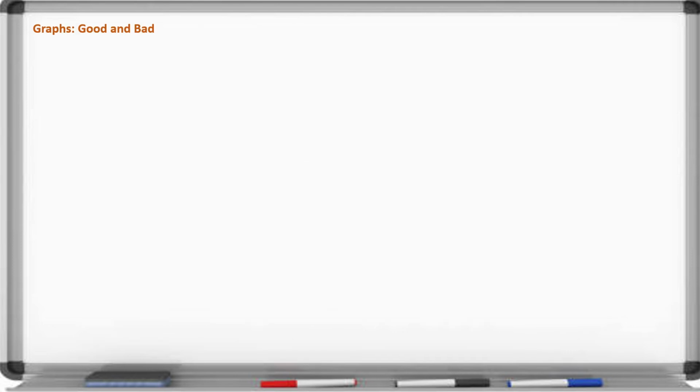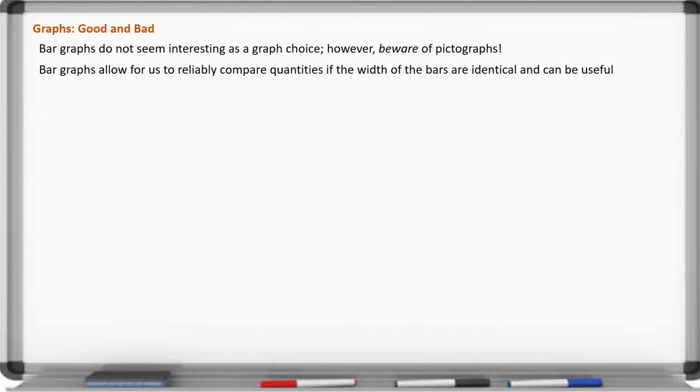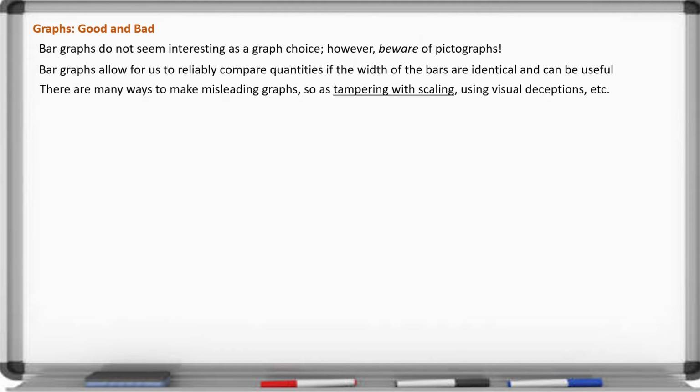All right, let's look at the good and bad of graphs. Sometimes graphs can be misleading. Bar graphs may not seem interesting as a graph choice. However, you want to beware of converting the rectangles or the bars in bar graphs into pictographs. Pictographs use pictures instead of bars to display the data. Bar graphs allow us to reliably compare quantities if the widths of the bars are identical, and can be useful. There are many ways to make misleading graphs, for example if you tamper with the scaling or use visual deceptions, including but not limited to pictographs.